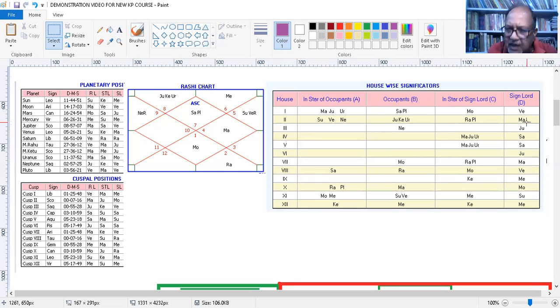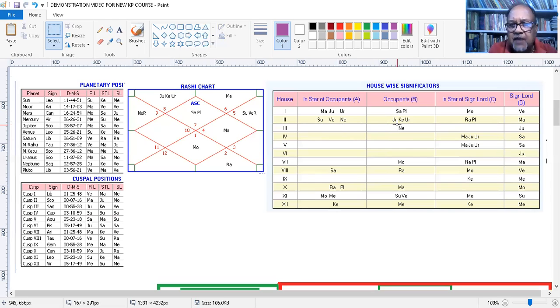It will definitely have some impact in KP in giving the result of the second house. It will give something for the second house. But who will give it in the strongest manner? That will be Sun and Venus. Whereas in Vedic, Jupiter, Ketu, and Mars will give the result of the second house. In KP, all that changes.